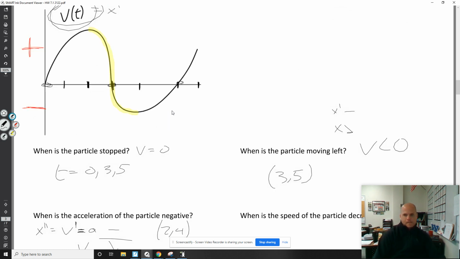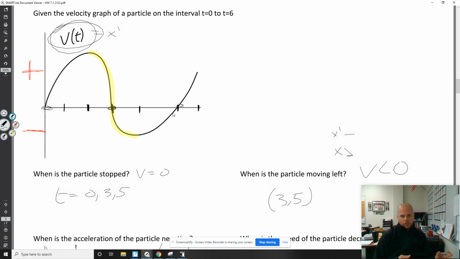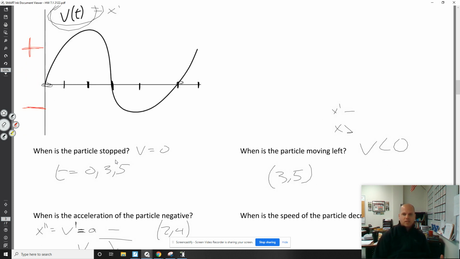Now the next question, I'll show you two different ways to do it. It might be easy if we have a full-on sign chart analysis right off the bat. Or we could think, when is speed decreasing? When are my velocity values getting closer to 0? When am I moving right but slowing down? So going 5, 4, 3, 2, 1, 0. When am I moving left but slowing down? Negative 4, negative 3, negative 2, negative 1, negative 0. You could say when my velocity values are positive and decreasing, or negative and increasing.